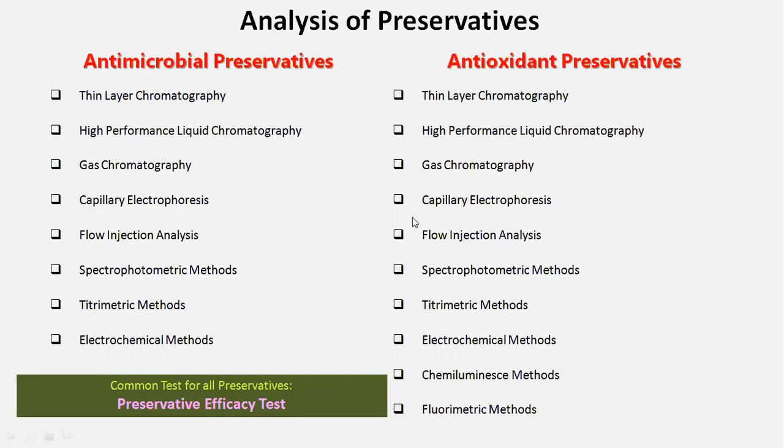And for both kinds of preservatives, antimicrobial as well as antioxidant categories, one common test is present that is called the preservative efficacy test, or simply we can call it the antimicrobial effectiveness test also. It's nothing but a biological study. So now let us see the analysis of preservatives of different categories.